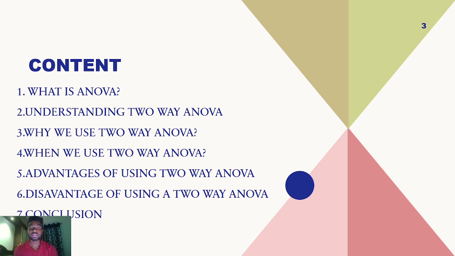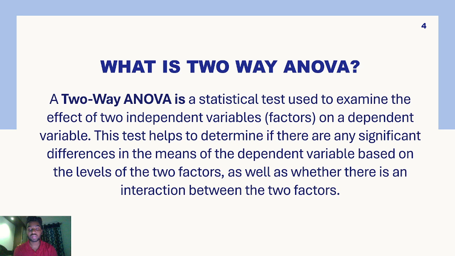So coming to the contents for today's presentation: first we'll discuss what is ANOVA, understanding Two-Way ANOVA, when we use Two-Way ANOVA, advantages of Two-Way ANOVA, disadvantages of Two-Way ANOVA, and at the end let's have a conclusion.